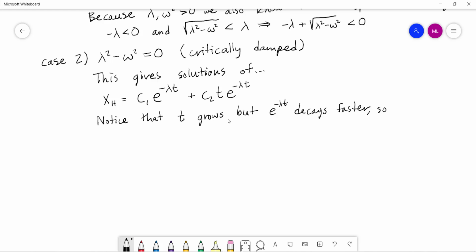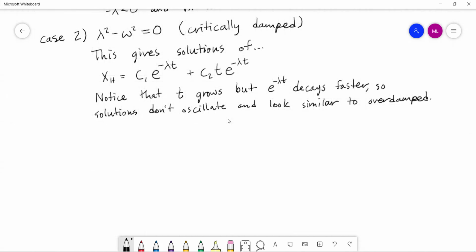So the solutions don't oscillate and look similar to the overdamped case. It's kind of hard to tell visually between an overdamped and critically damped case. That is not the case with our third case.